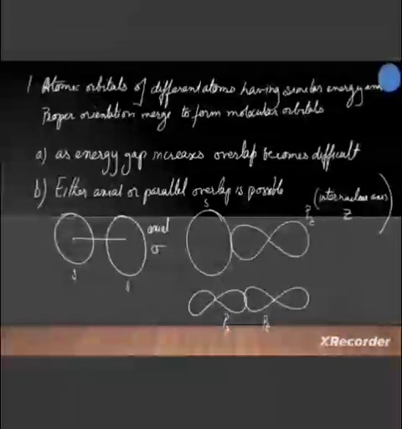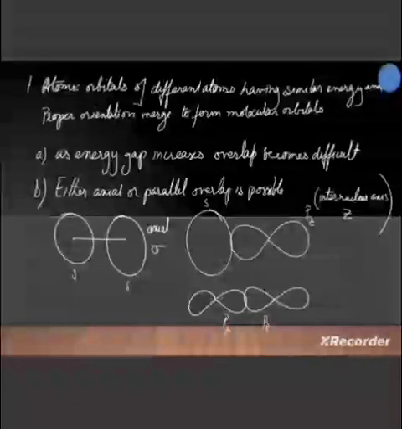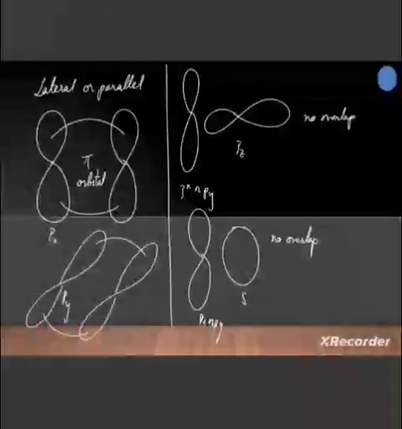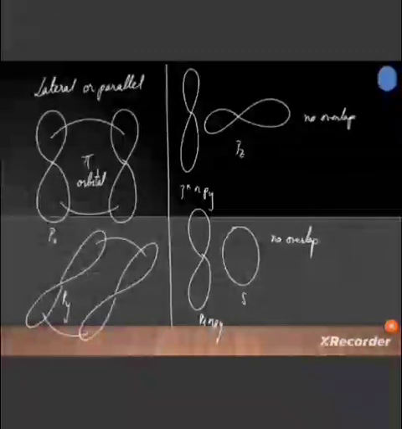possible. And the px gives a pi bond, which is a lateral or parallel overlap, but no overlap is possible between the px and the pz.